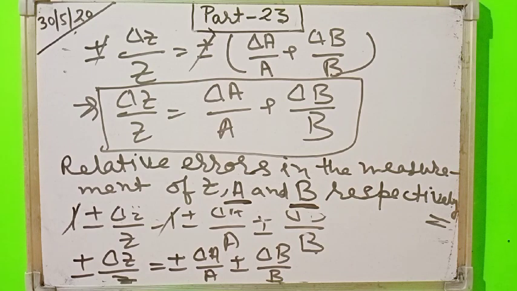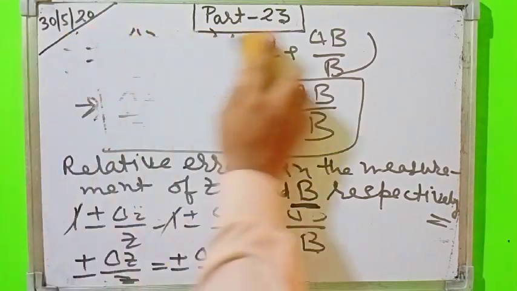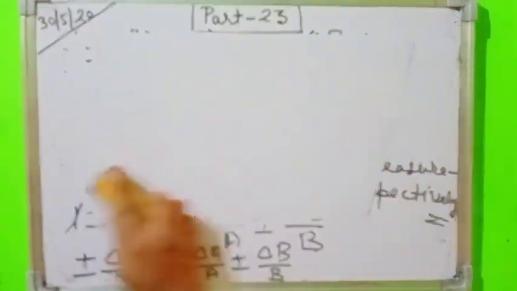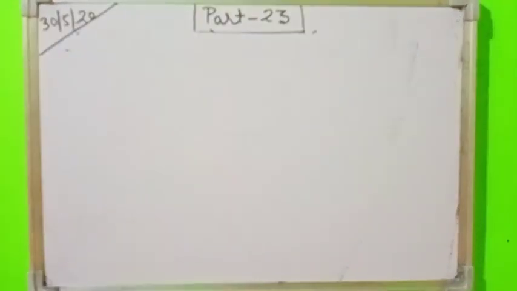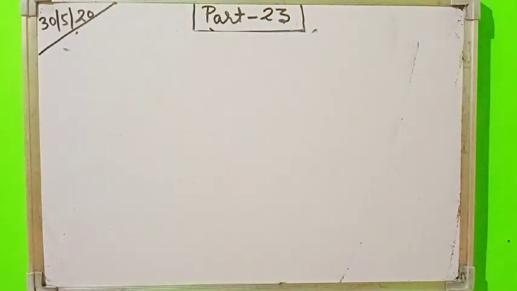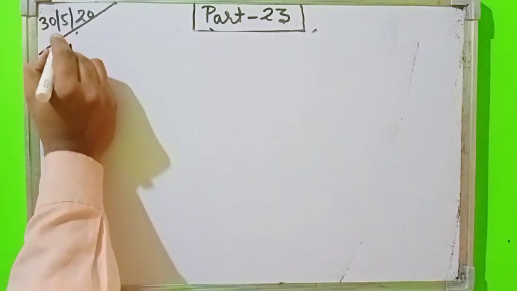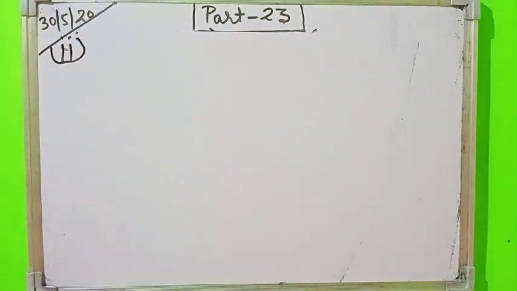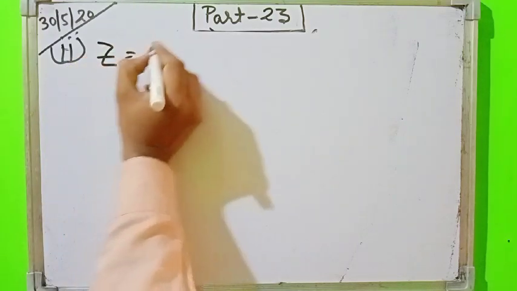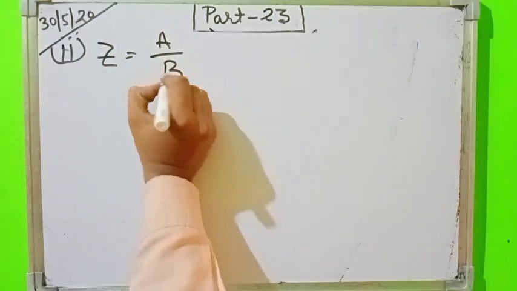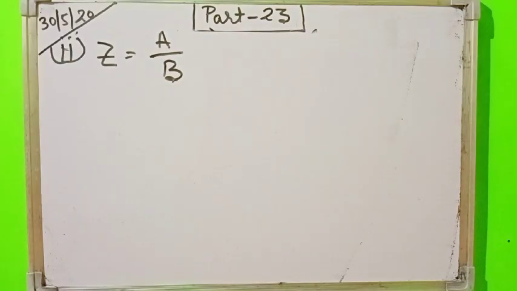Now we will discuss the second part. I think you all have cleared it. If this thing is clear to you all, very simple things which I am discussing. Now that is error in case of quotient. The second one is error in terms of quotient. So for quotient we can write Z is equal to A upon B.